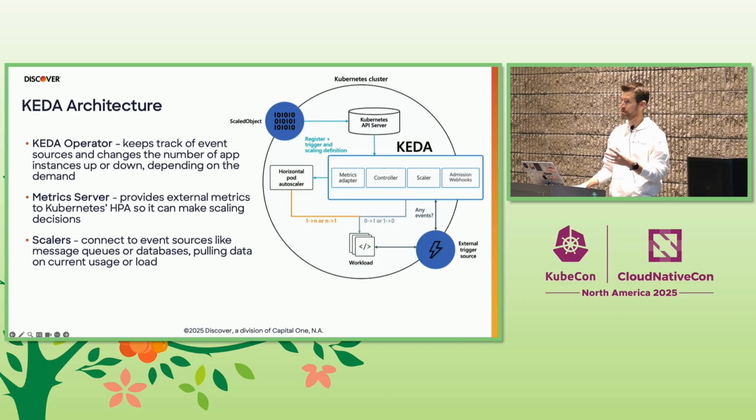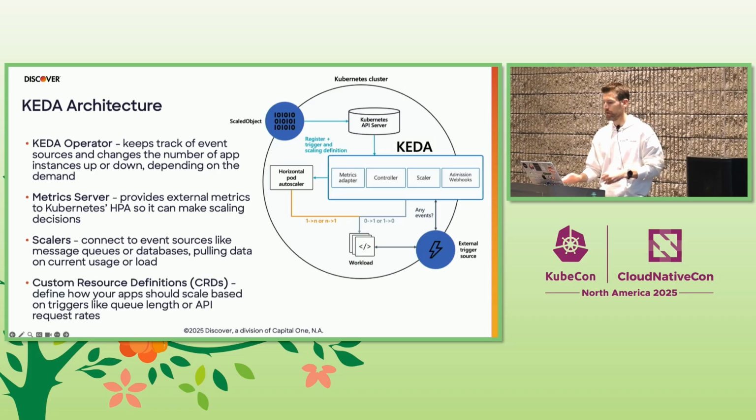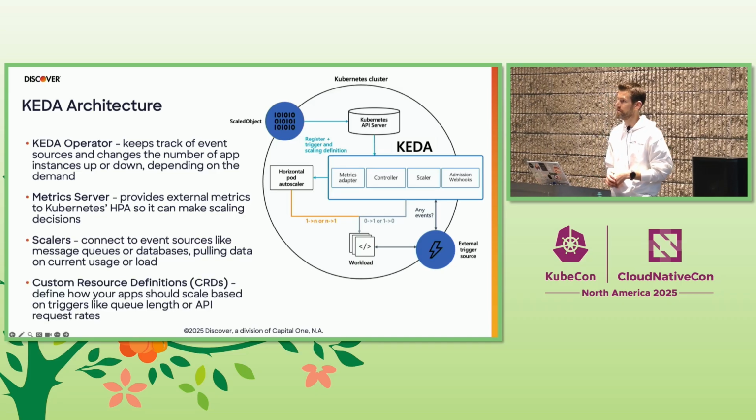And then the scalers are based on where you're pulling metrics from. Those are going to pull those metrics out, provide them to the metrics server. And then there's a number of CRDs that it installs. The one that you'll probably be dealing with most is called a scaled object. There's also a scaled job, but I'll be focusing mostly on the scaled object today.